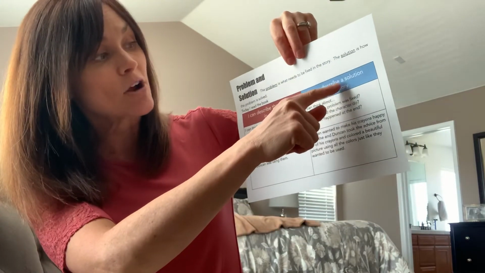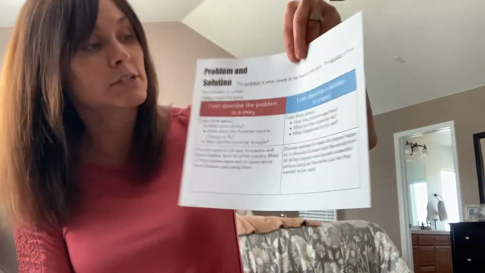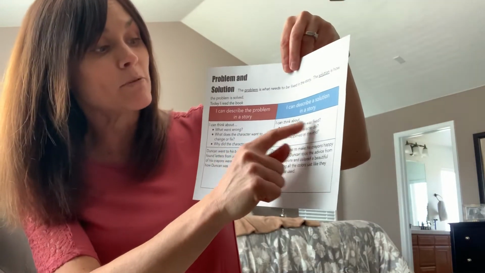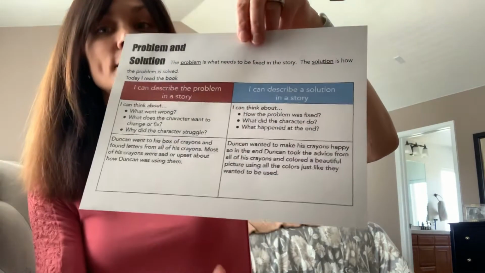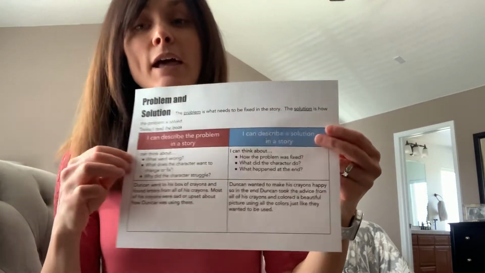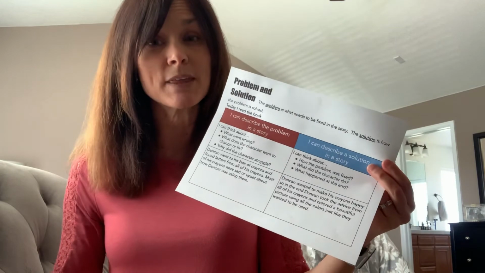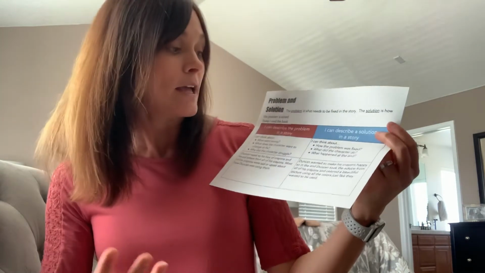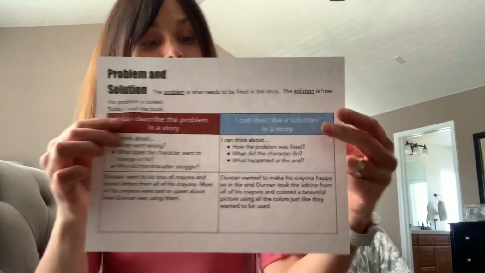Then I can describe a solution in the story. Remember, solution is how something is solved. So I can think about how the problem was fixed. What did the character do? What happened at the end? Solutions typically come towards the end of the story. And during that time, though, you're thinking of how did the character change? What are some things the character did differently? And how was the problem fixed? So that's kind of what you're thinking for solutions.